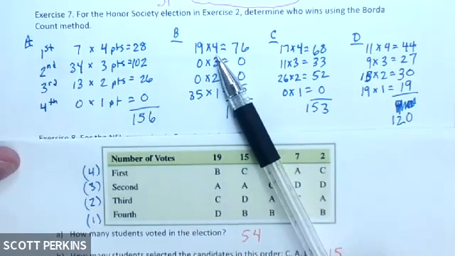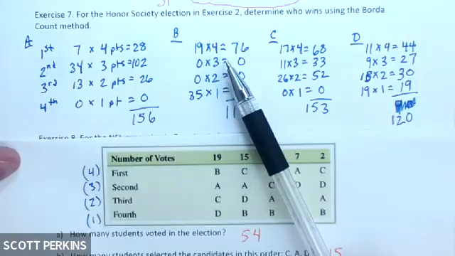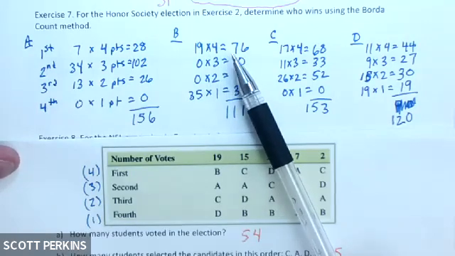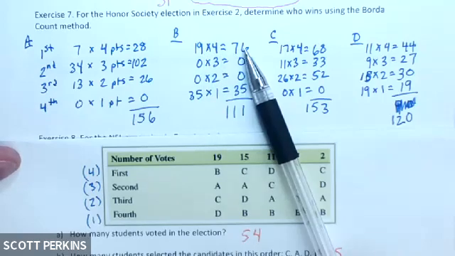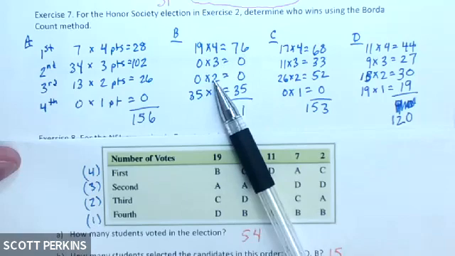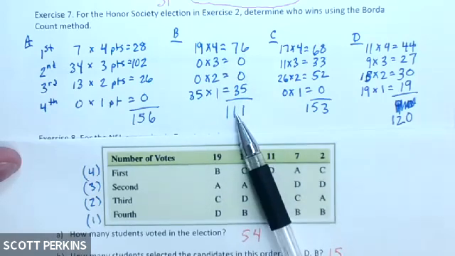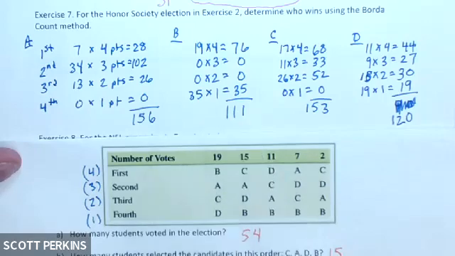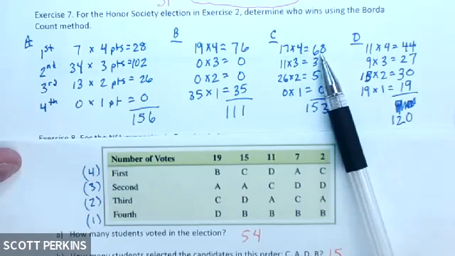Betty, now if you remember, Betty won the plurality method. She got the most first place votes, but apparently with Betty you either loved her or you hated her, because she got 19 first place votes for 76 points. She didn't get any second or third place votes, and she got 35 fourth place votes for 35, so that's 111.